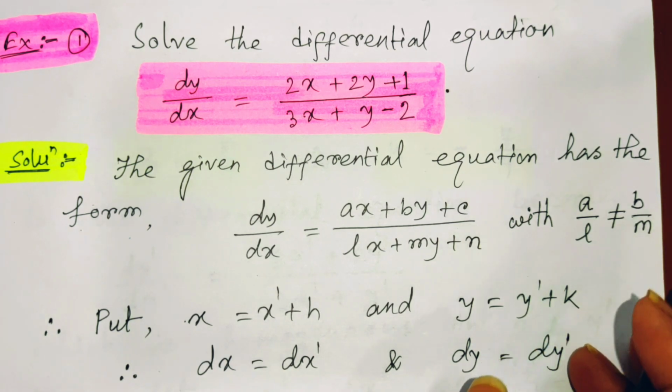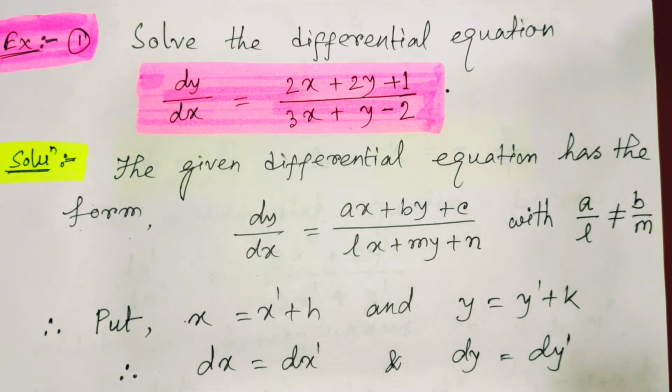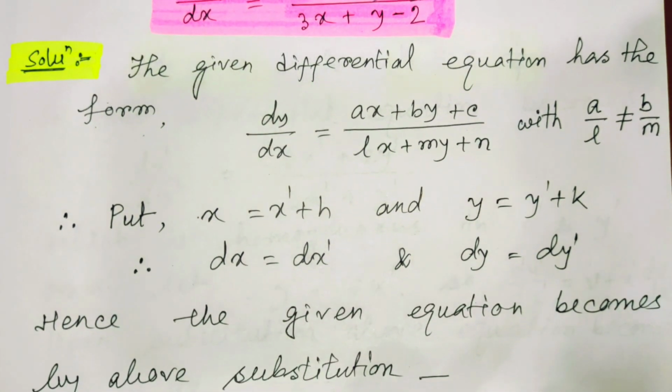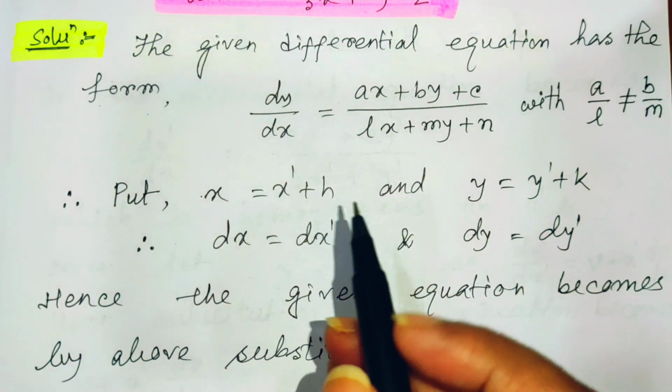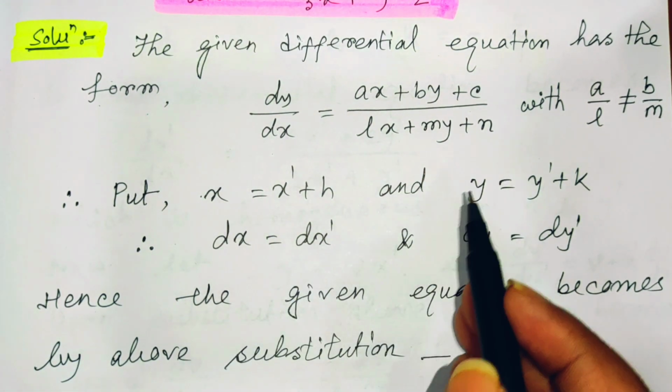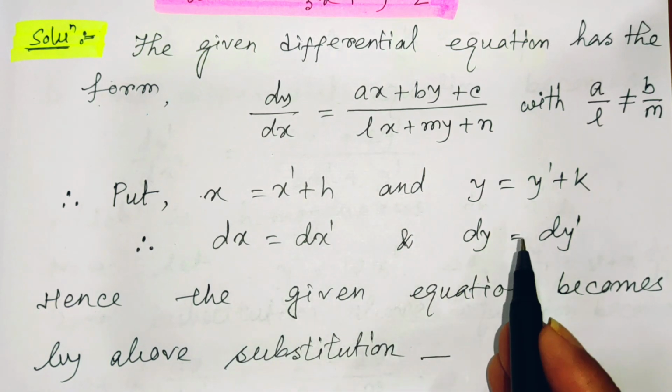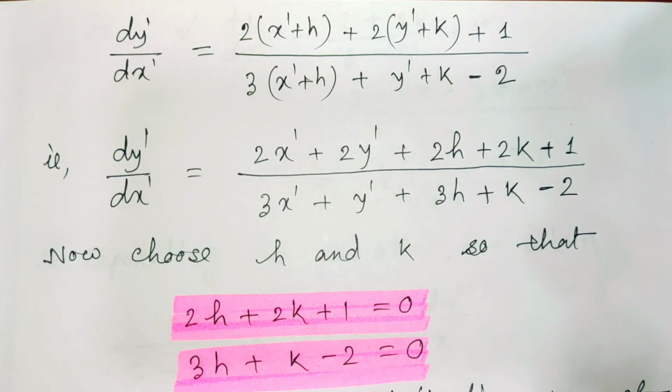So if the equation is in this format, then definitely we should substitute x equals x dash plus h and y equals y dash plus k. So we take the derivative, and in the above equation if we substitute the values of x, y, dx and dy, then we get this one.